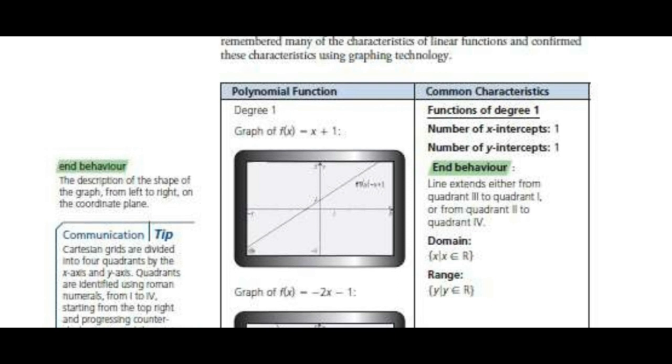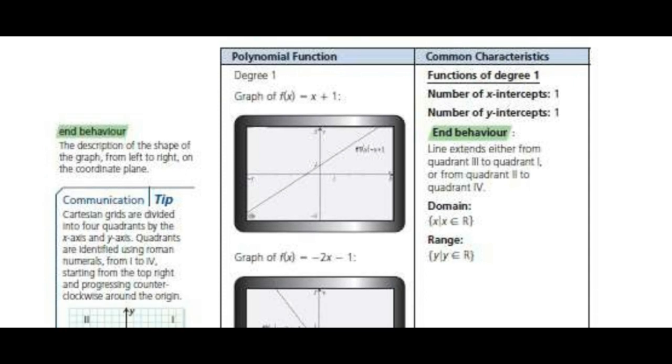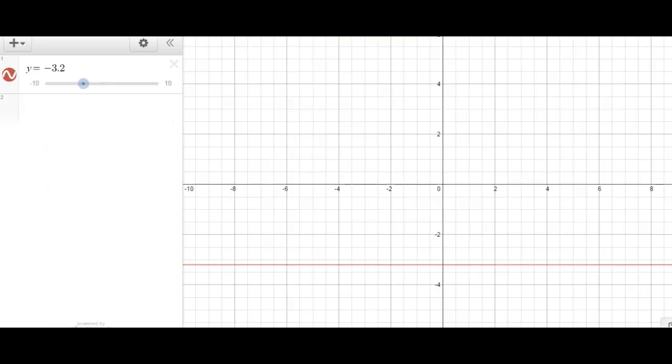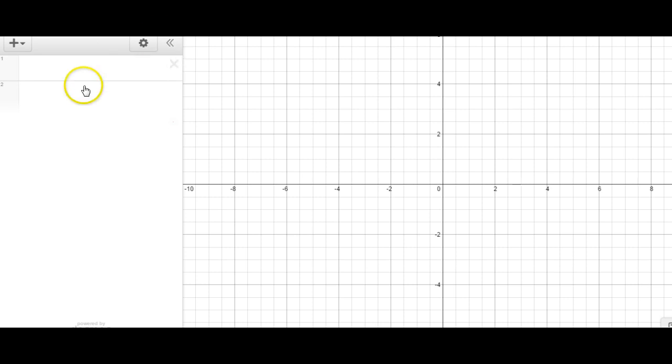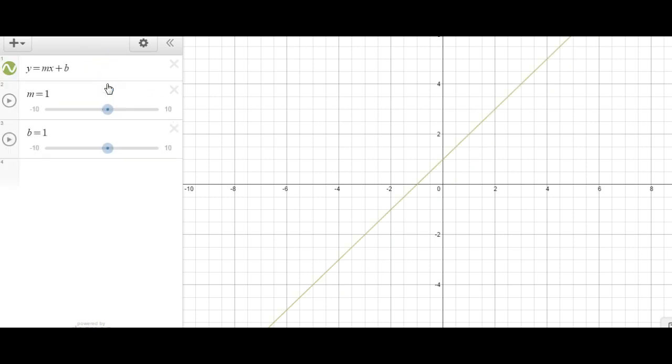Now we're gonna look at degree one. Okay, so degree one functions, the answers are here, but we're still going to just put that down for ourselves. But let's go look at a degree one function. So I'm going to kill that, and we'll type in degree one. So y equals mx plus b. That's what you used to see, right?